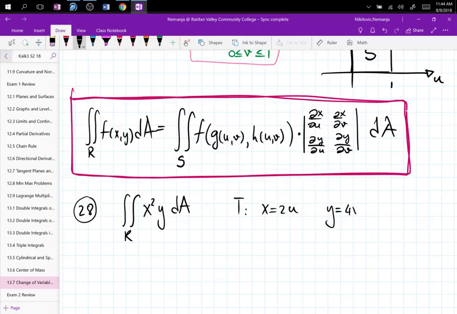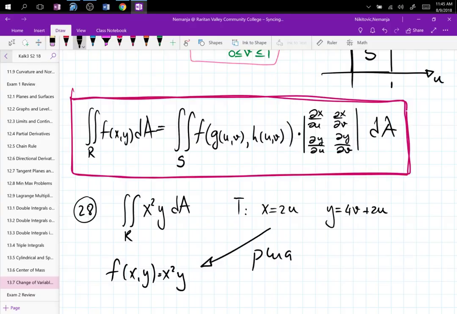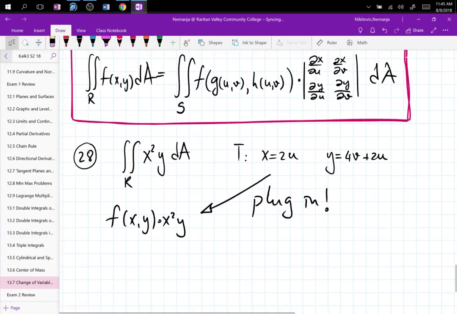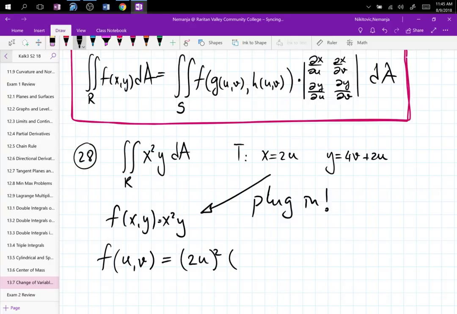And y equals 4v plus 2u. So your f of x, y is x squared y, plug in. And transforming the function is done. Yay. So now my f in terms of u and v is going to be, instead of x squared, I get to put 2u squared, and instead of y, I get to put 4v plus 2u, and then I get to work this out.